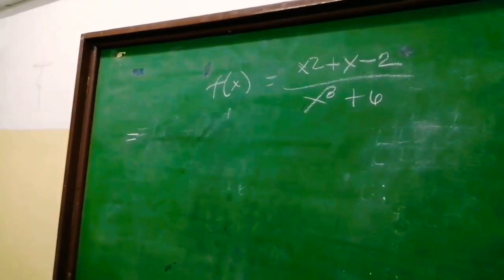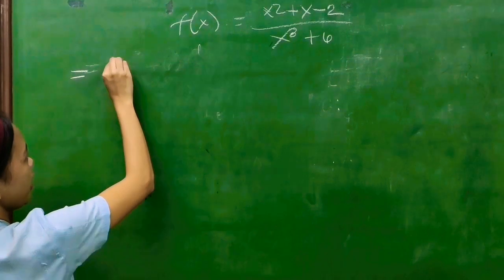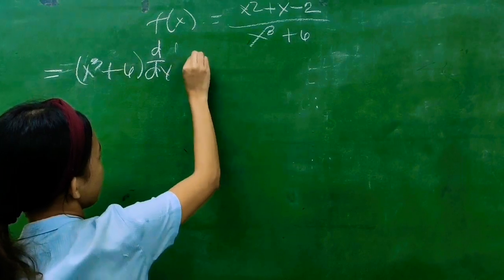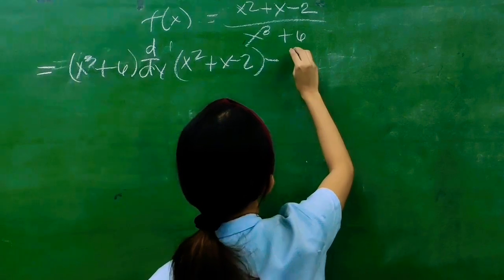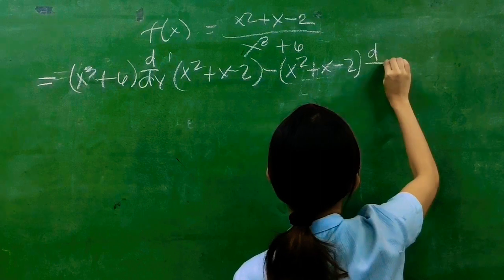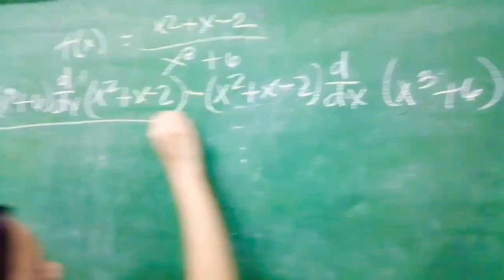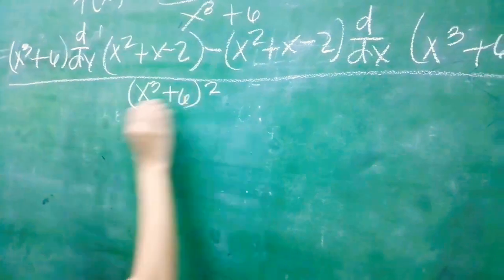Here is another example of the quotient rule. The given function is f of x equals x squared plus x minus 2 over x cubed plus 6. So the denominator x cubed plus 6 times the derivative of the numerator x squared plus x minus 2, minus the numerator x squared plus x minus 2 times the derivative of the denominator x cubed plus 6, over the denominator x cubed plus 6 squared.